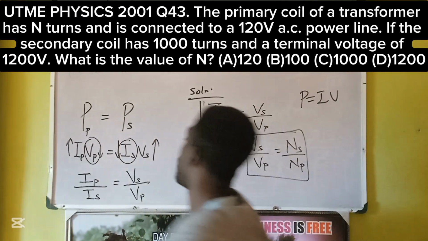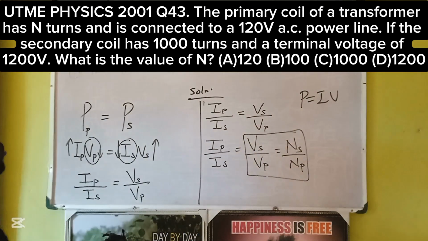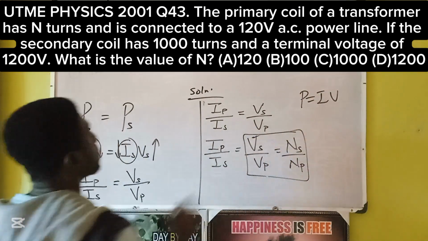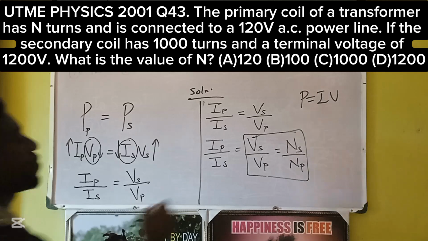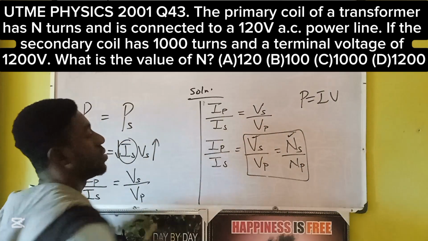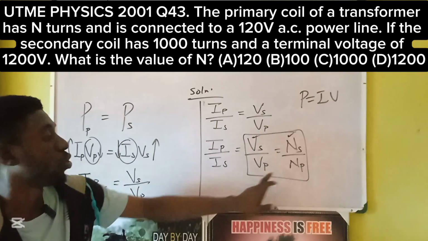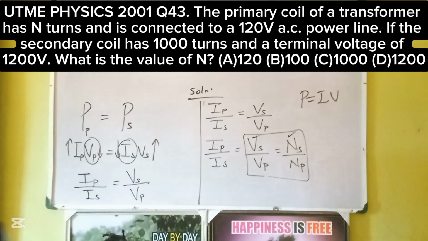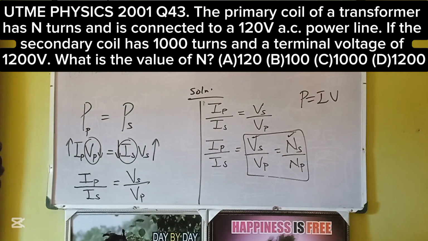Then let's now see the parameters favored by our question. In our question, we have volts. In our question, we have number of turns of coil. So we're using this: number of turns of coil. So these two ratios are what we use in today's question. So we can now solve.